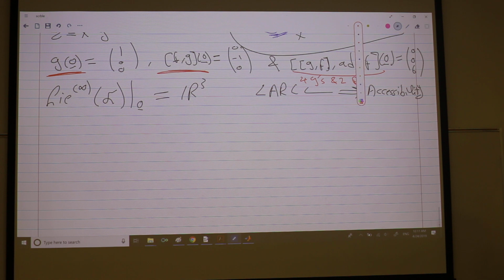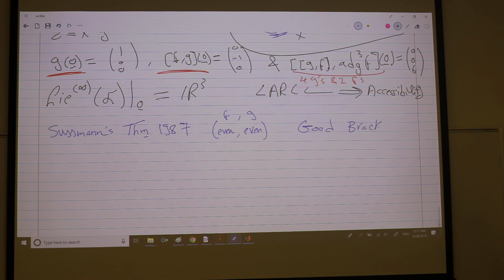So in Sussmann's theorem, one of the outcomes of Sussmann's theorem, 1987, is that brackets of the type, so we have here f and g, okay? Even and even, these are actually good brackets. If they are the other way around, like the previous example, so this is odd and even.